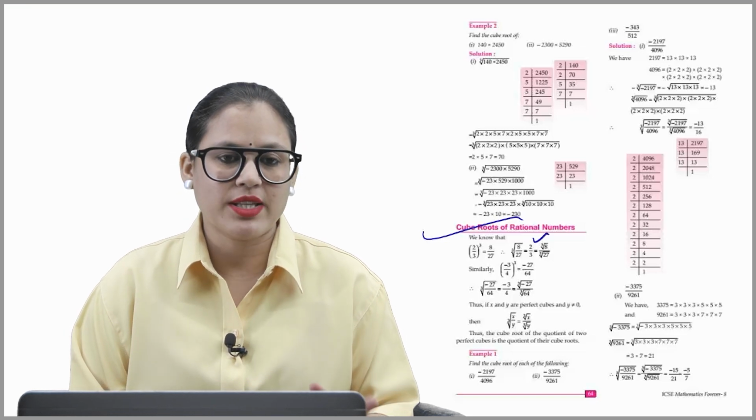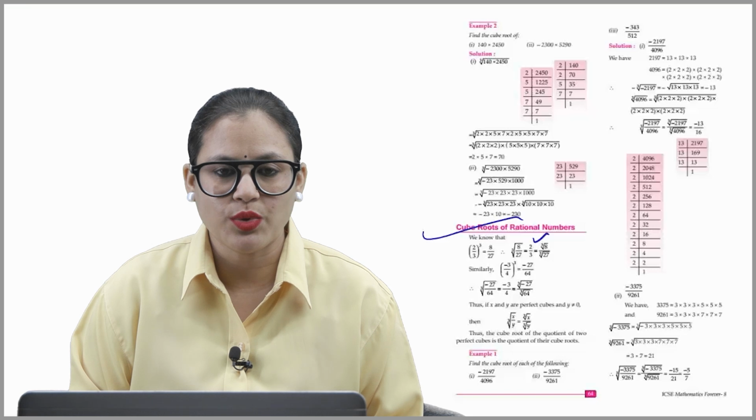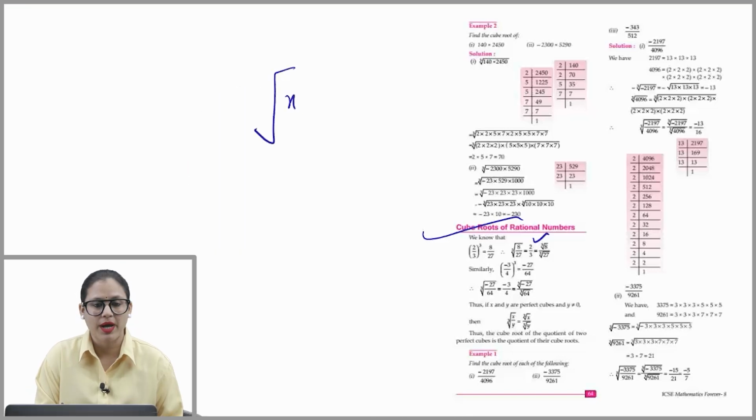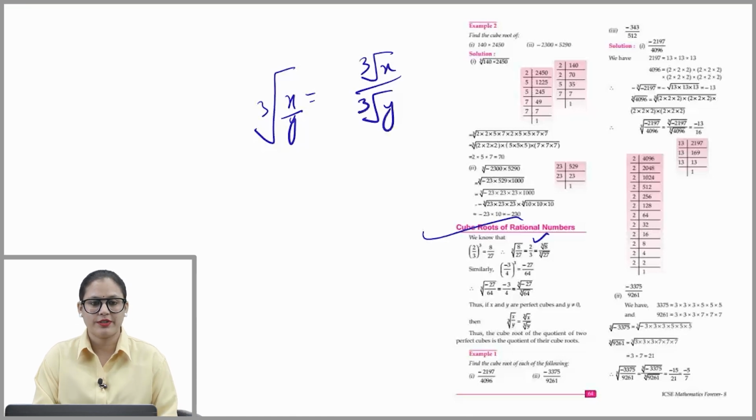So if x and y are perfect cubes and y is not equal to 0, then the cube root of x by y is equal to the cube root of x upon the cube root of y, right? Thus the cube root of the quotient of two perfect cubes is the quotient of their cube roots, right?